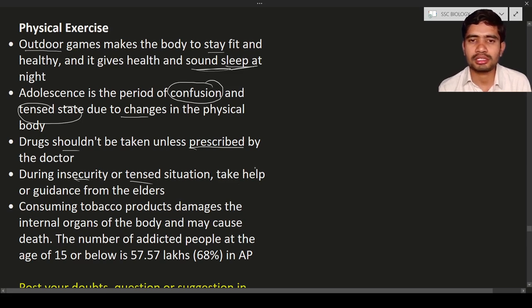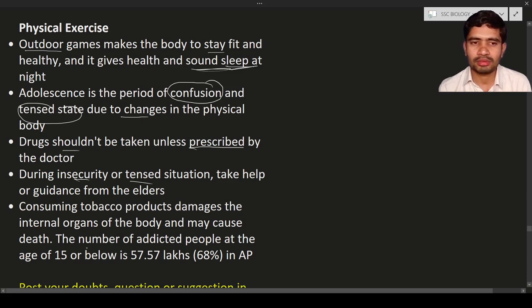Next, consumption of tobacco products damages the internal organs. What are the internal organs? Organs which are present inside the body are known as internal organs, like heart, kidney, lungs, brain, etc. They are all internal organs of the body. If any person consumes tobacco, he will become addicted to tobacco after a few days, and smoking tobacco is going to cause death in these individuals. Why? Because the internal organs will get damaged due to the consumption or smoking of tobacco.